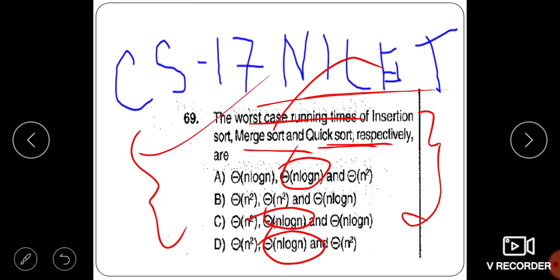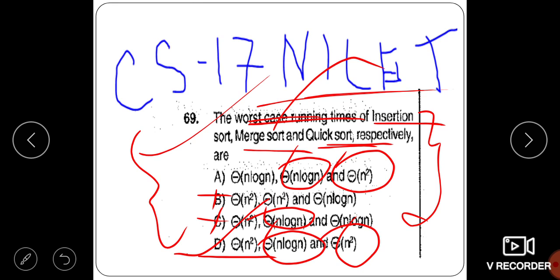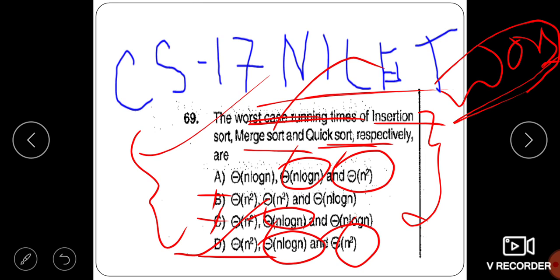Quick sort's worst case is O(n squared). Here it is O(n squared), so these both options are eliminated. Now next is insertion sort. Insertion sort takes O(n squared), so our answer is option D. You have to remember the worst case time complexity of all the sorting algorithms, because most of the questions are asked from the worst case or the best case.